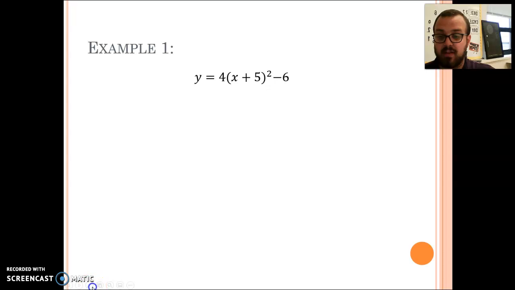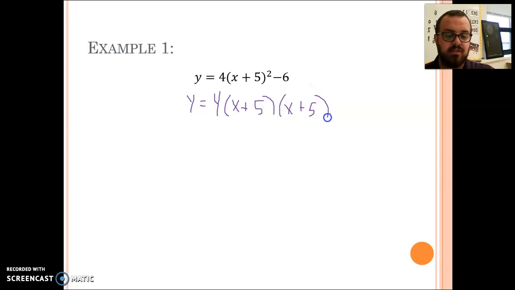Let's do one example together just to make sure that we're all on the same page. So once again, what I'm going to do is write this out as 4 times x plus 5 times x plus 5. And then we have our minus 6 over here. And then I'm going to go ahead and FOIL this. I'm going to do first, outer, inner, and last.